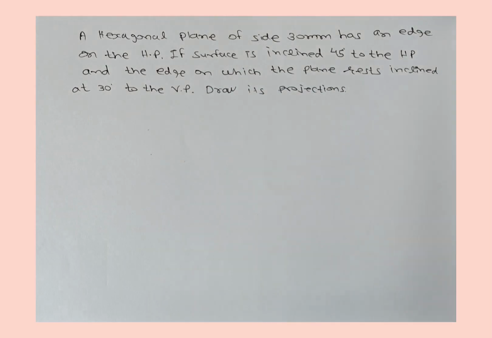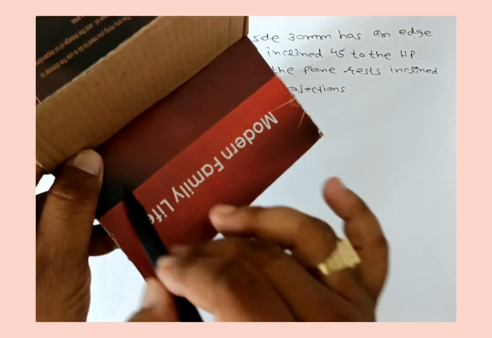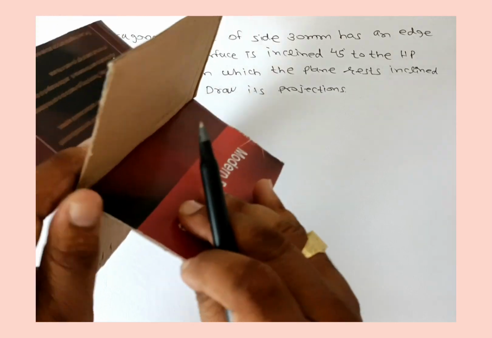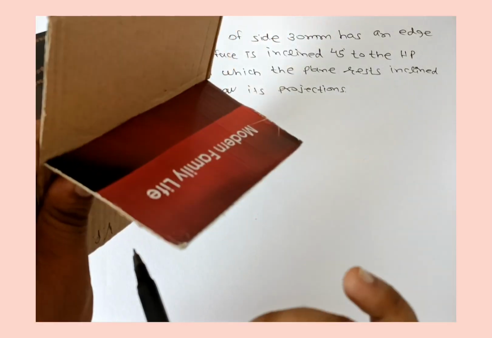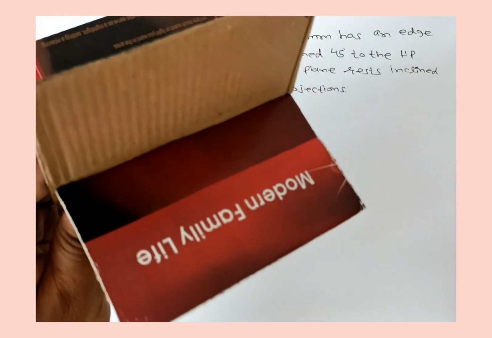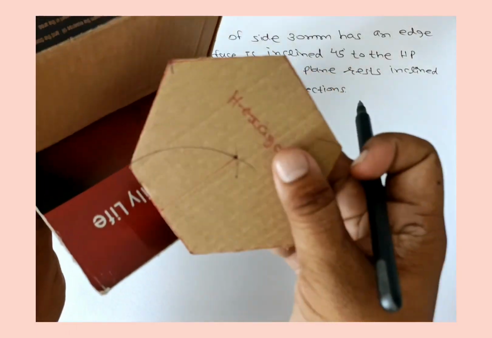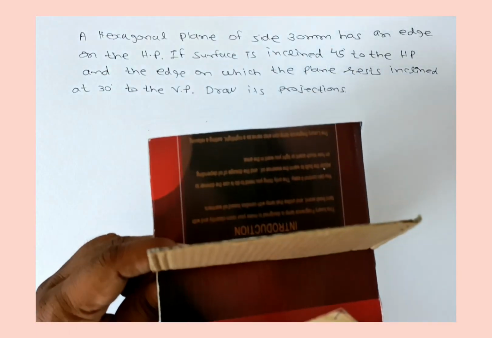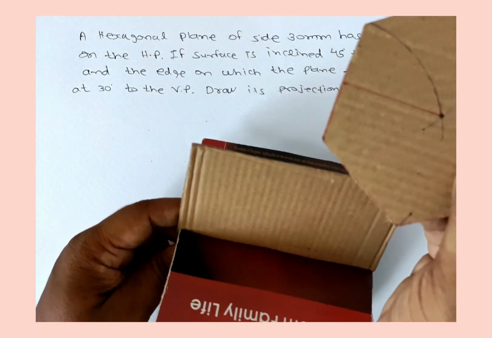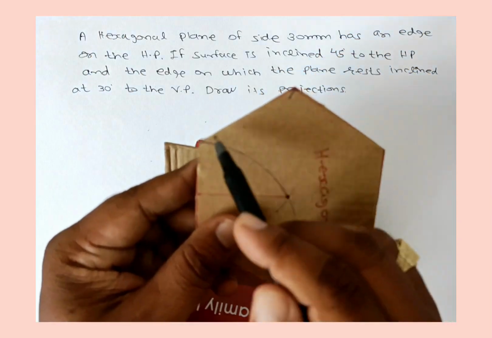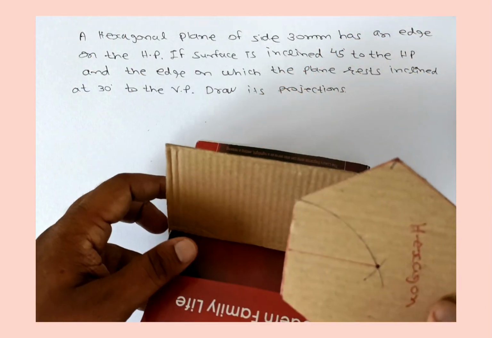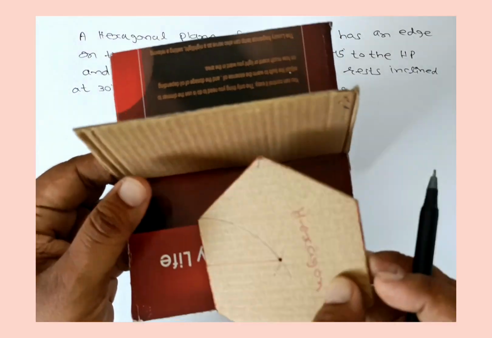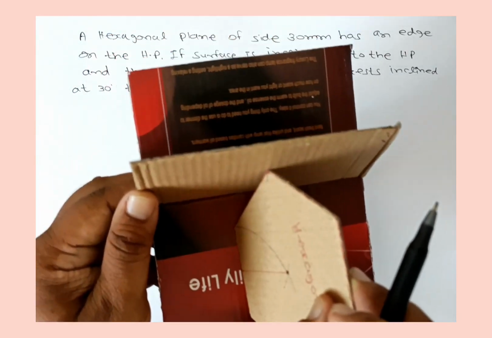Okay students, so here we can see this is the vertical plane and this is the horizontal plane. There are four quadrants, first, second, third and fourth quadrant. In our case this is the hexagonal plane. Here given is a hexagonal plane of side 30 mm. This side is given as 30 mm. And edge on HP, this is the edge on HP.